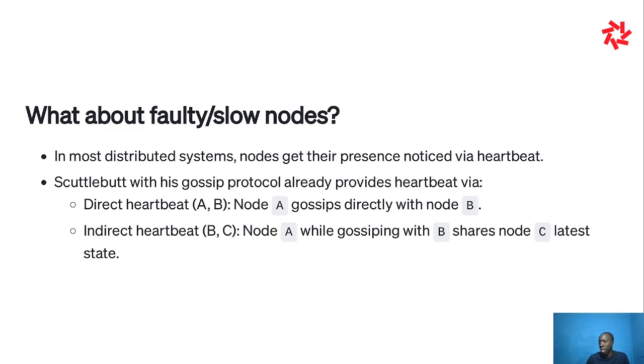It does heartbeat via direct heartbeats, for instance, between node A and node B. When node A gossips directly with node B, this is kind of like a heartbeat. And indirectly, for instance, between B and C: when node A is gossiping with node B, node A could share node C's latest state. Because node A is sharing node C's state with B, you kind of have an indirect gossip between B and C, because obviously B and C are not talking directly, but they are talking via node A. So this is also a heartbeat that we need to consider: hey, C is still alive.